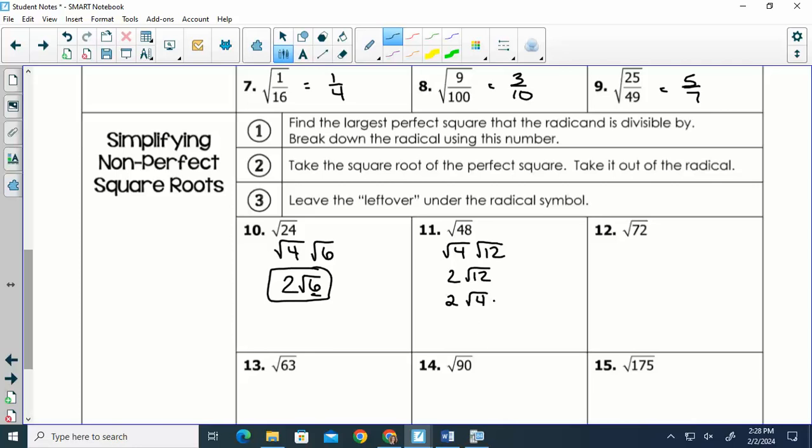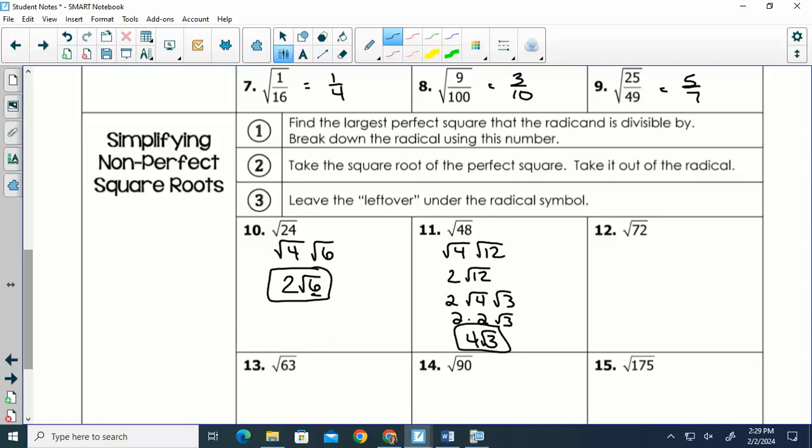So 12 is 4 times 3. Square root of 4 is 2 times the 2 that was already out there. And you would get 4 square root of 3. Is that the same thing we got when we did the 16? Yes. So if you don't pick the biggest perfect square, it just means you're going to have to do it again. It makes your problem a little bit longer, but you haven't done anything wrong. Okay, it's just going to take another step to get there.